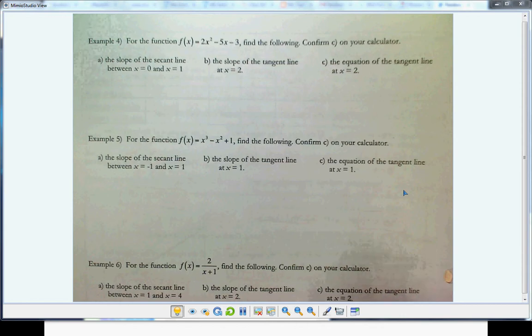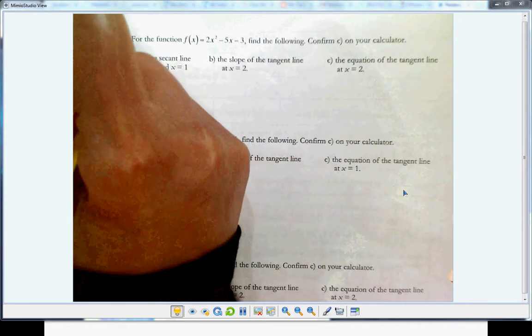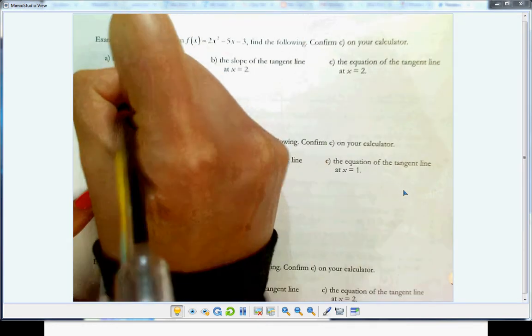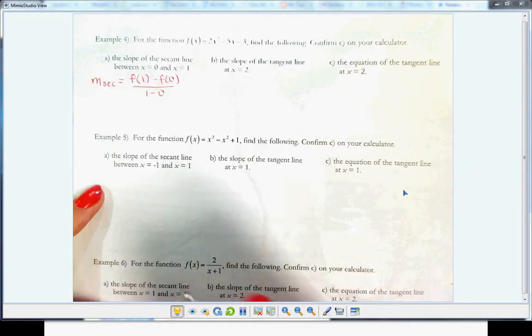Okay, for example 4, we're first going to find the slope of the secant line between x is equal to 0 and x is equal to 1. So the slope of our secant line, we're going to plug into our slope formula, which is f of 1 minus f of 0 over 1 minus 0.